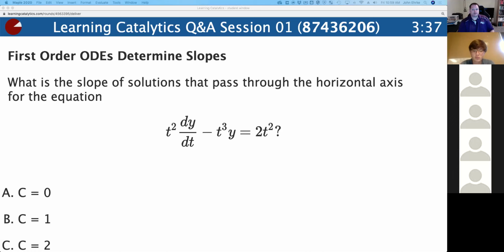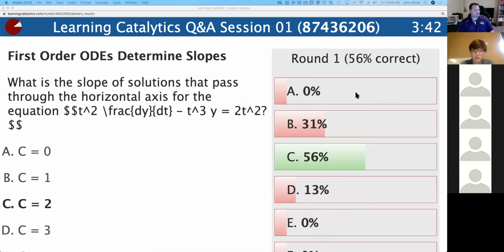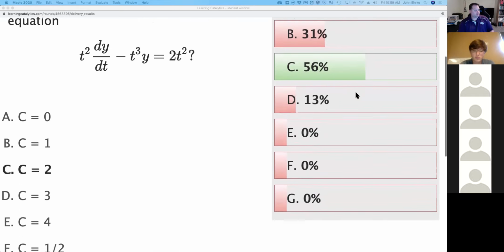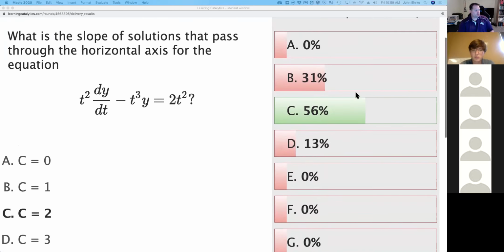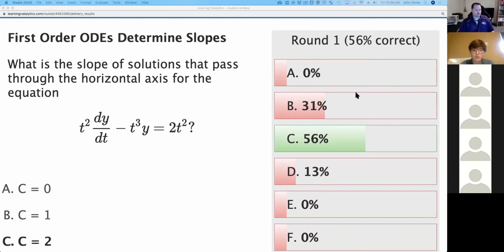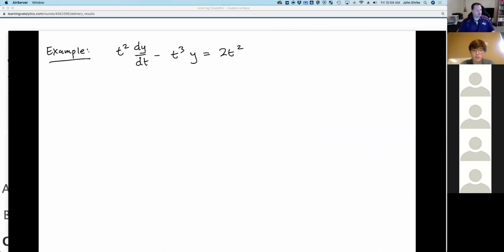All right, so here are the answers from everybody, and looks good. 56% of us correctly said that the slope was 2. Let's talk about where that would be coming from. So the goal for today is to get you comfortable with notation, what a differential equation is, what it says, and some of the naming.